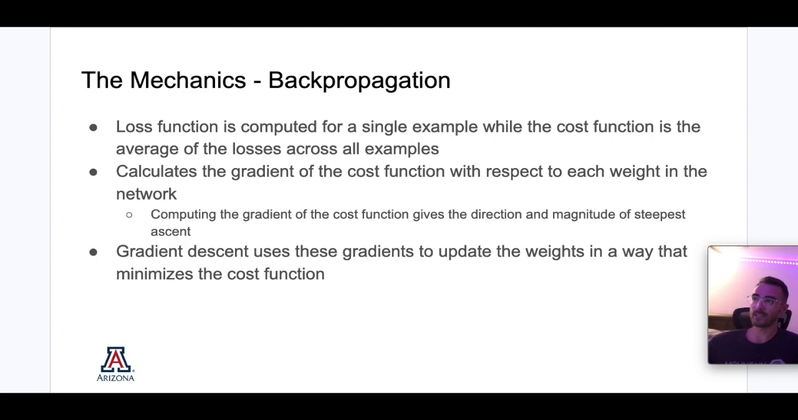Backpropagation itself just calculates the gradient of the cost function with respect to each weight in the network. And that's really important because computing the gradient of the cost function gives a direction and magnitude of the steepest ascent. While this doesn't make sense right now, this is very important to the actual gradient descent method, which we'll touch on in a little more detail on the next couple of slides. Lastly, gradient descent then uses these gradients so that it can update the weights in a way that minimizes the actual cost function itself.